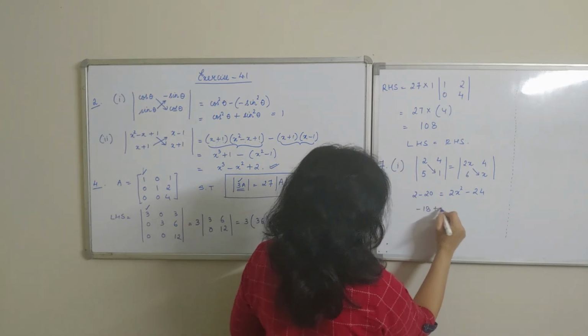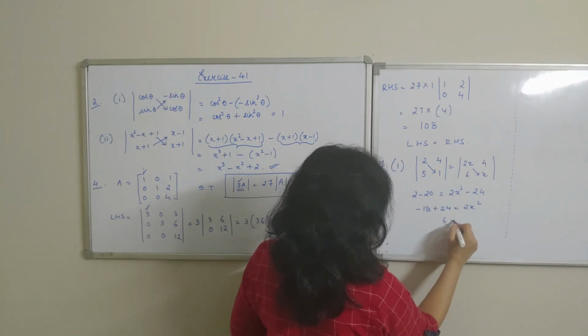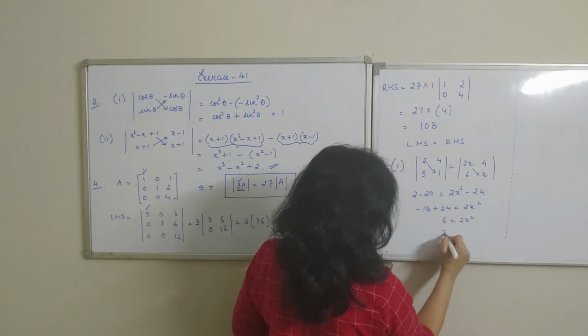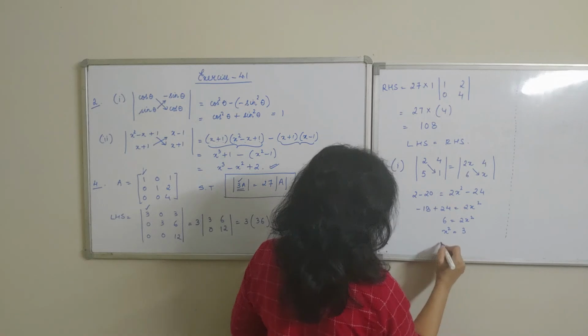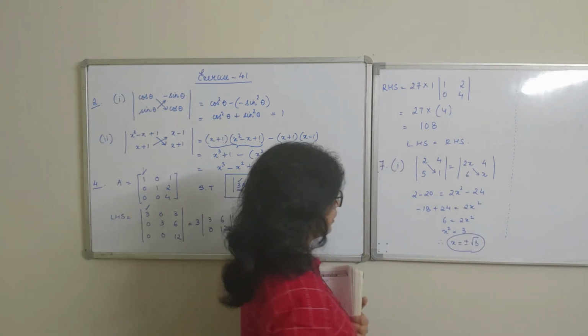So minus 18 plus 24 is 2x square. 6 is 2x square. Hence we get x square as 3, and therefore the value of x is plus minus root 3. So we are able to find out x here.